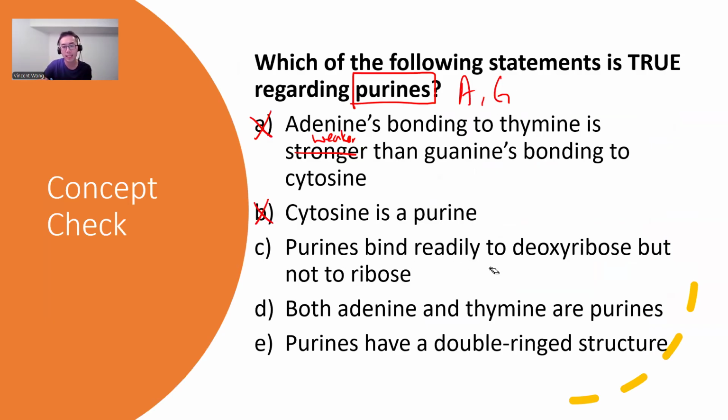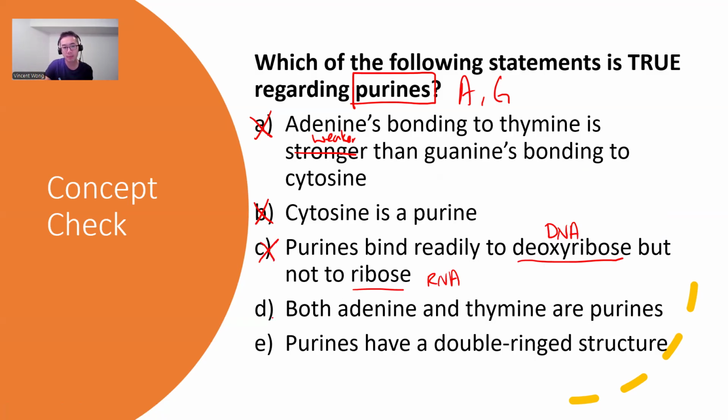Purines bind readily to deoxyribose, but not to ribose. Deoxyribose is found in DNA. Ribose is found in RNA. So the purines, the A and Gs, do they only bind to DNA and not RNA? It's not true. A and G are found in both DNA and RNA, so they would bind equally well to each.